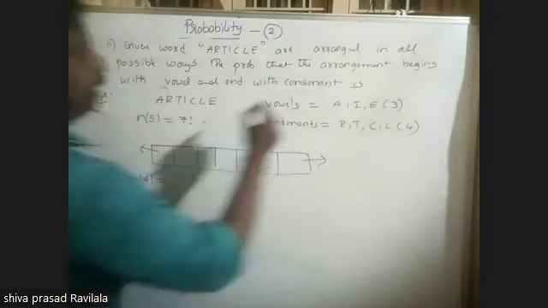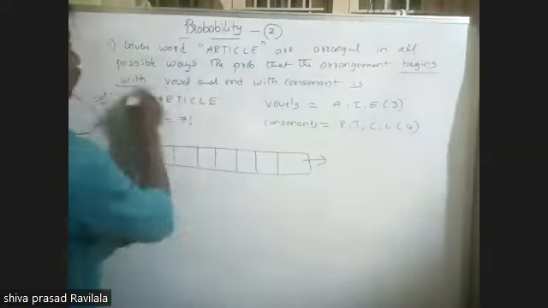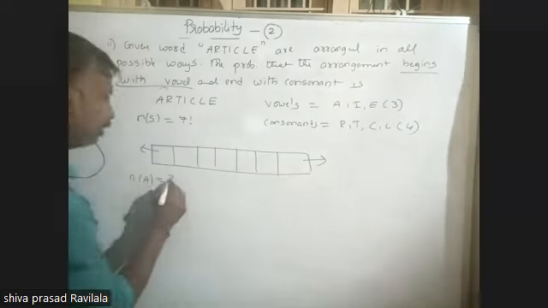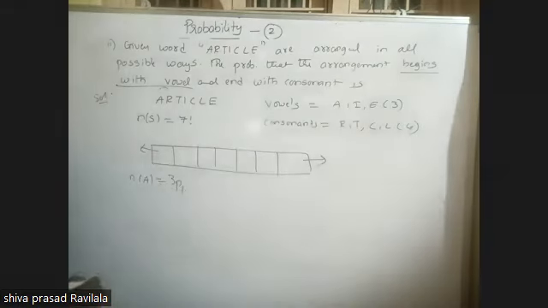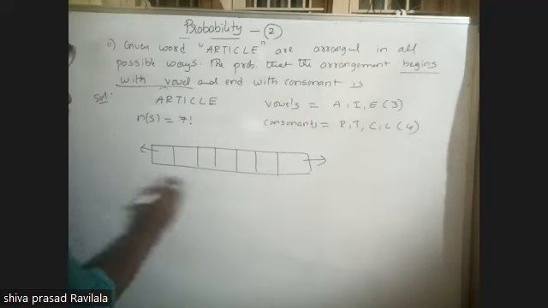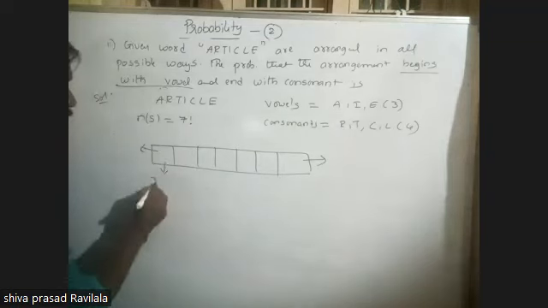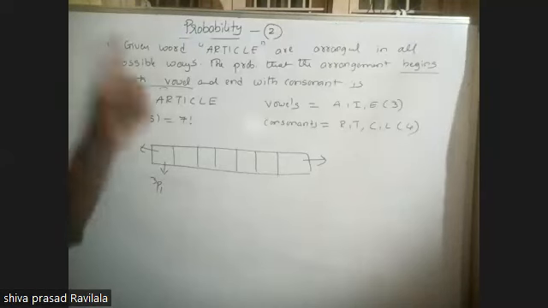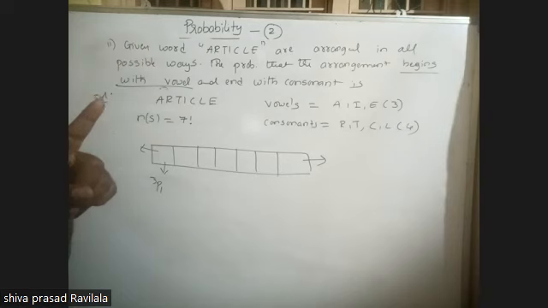The question is begins with vowel. You can place any one of these 3 in that first box, and this can be done in 3P1 ways. This first box can be filled in 3P1 ways. But we use only one vowel. That may be A, that may be I, that may be E. Begin with vowel, I am not forming the word ARTICLE.